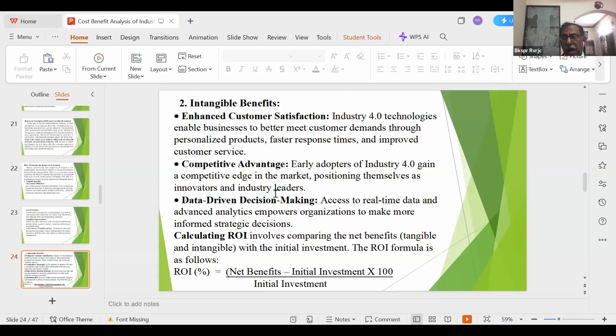Now we go for how to calculate ROI. The calculation of return on investment involves comparing the net benefits, that is the tangible and intangible benefits, with the initial investments. The ROI formula is as follows: net benefits minus initial investment, divided by initial investment, into 100, is the basic formula for return on investment. Next, as per this, cost benefit analysis is defined.